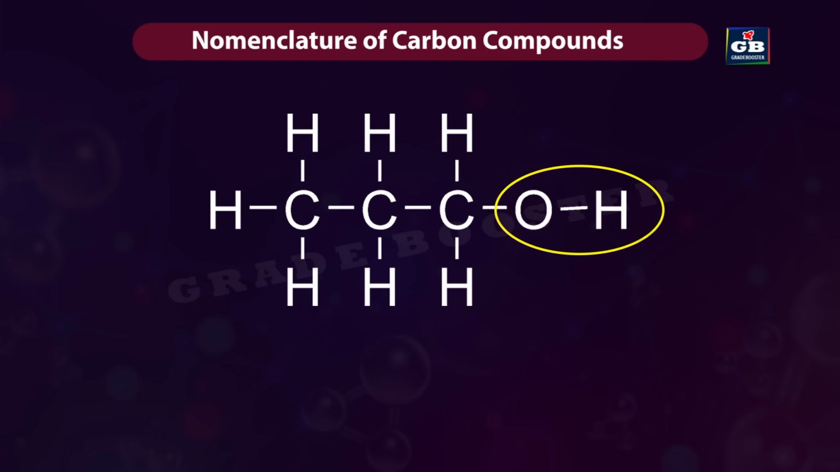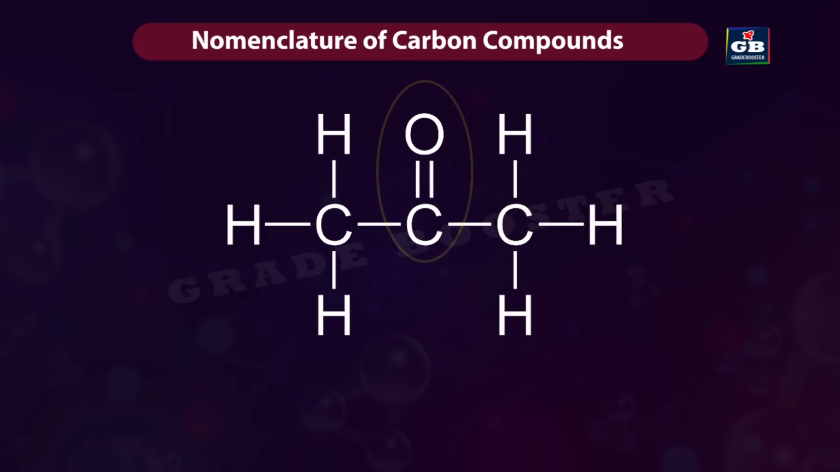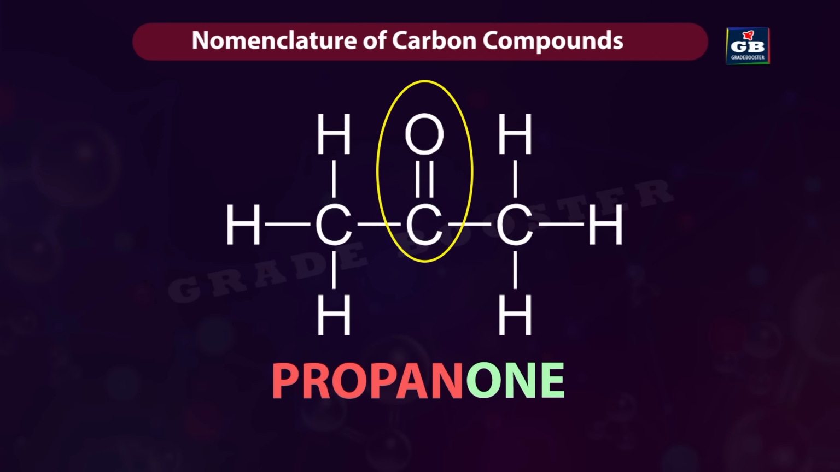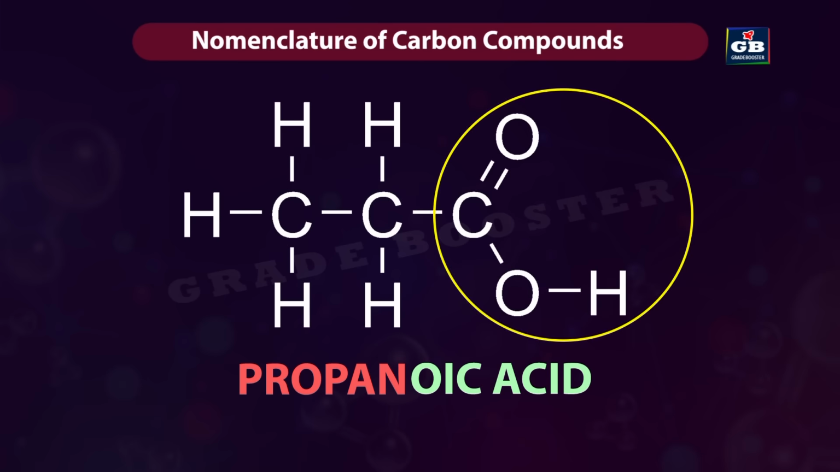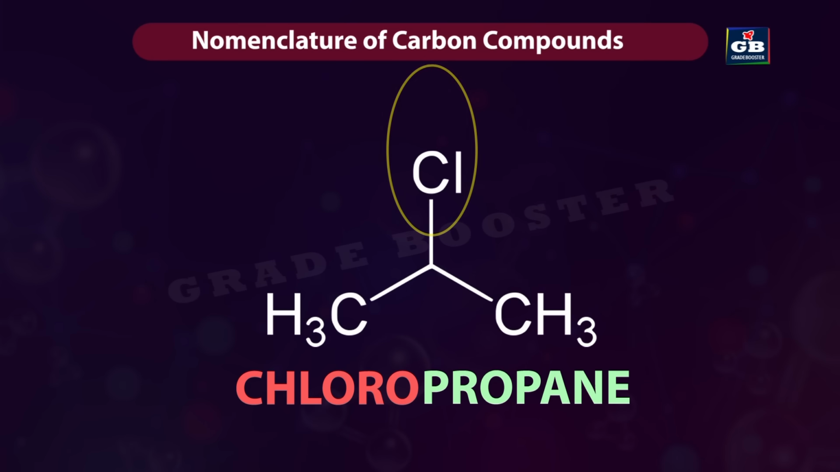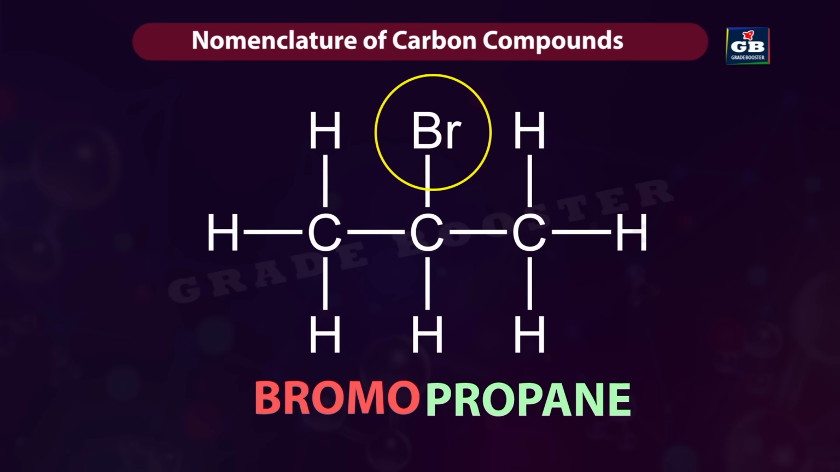If the functional group of a 3-carbon compound is alcohol, then the suffix becomes -ol, propanol. If the functional group is ketone, it becomes propanone. If the functional group is aldehyde, it becomes propanal. If the functional group is carboxylic acid, it becomes propanoic acid. If the functional group is chlorine, then it becomes chloropropane. If the functional group is bromine, it becomes bromopropane.